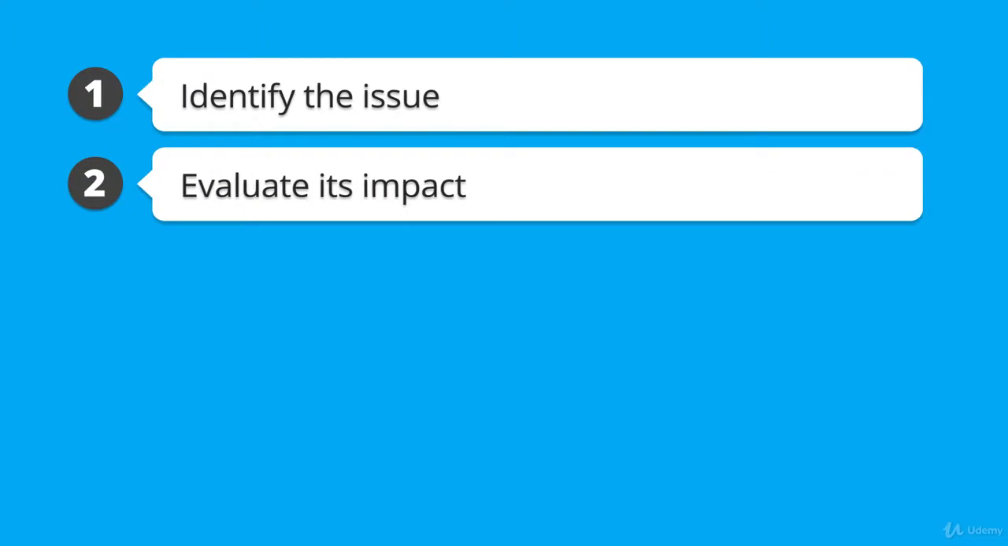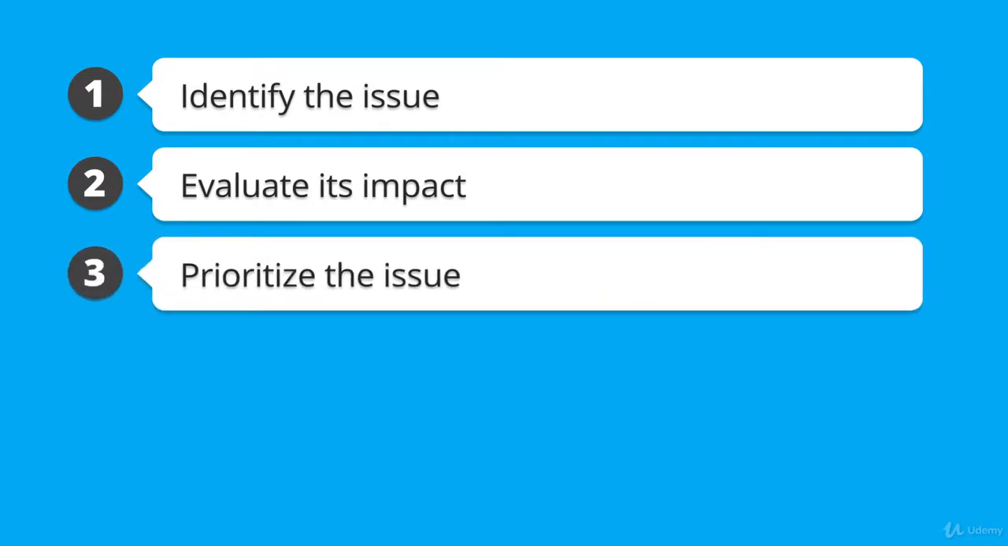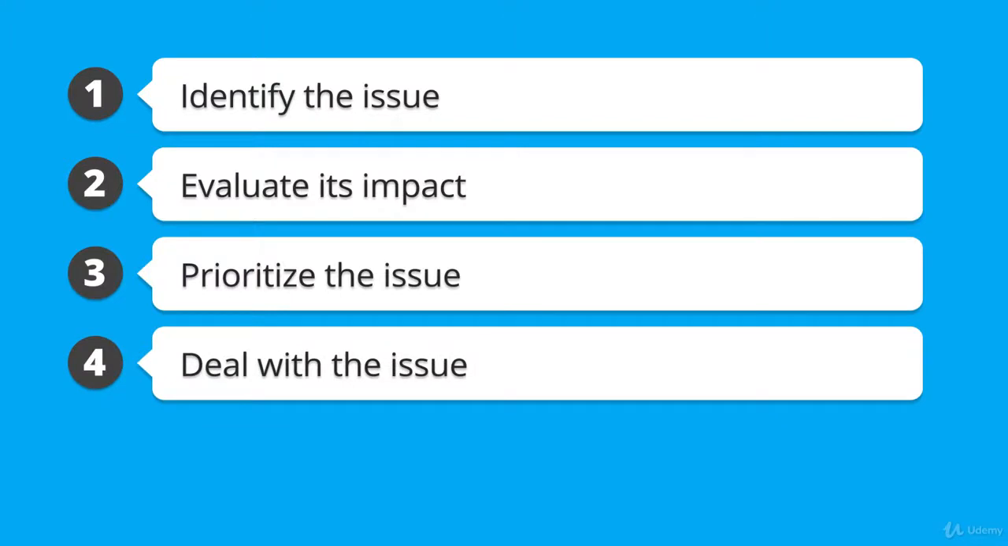Number 2, evaluate its impact. Just like doing a risk assessment, you have to ask, is this an issue worth dealing with? How would it affect the project? Then number 3 is prioritize the issue. Is this something to deal with immediately, soon, later, or never? Number 4 is deal with the issue. Take whatever steps are necessary to solve or address the problem. Use meetings and additional resources to figure this out if you have to.